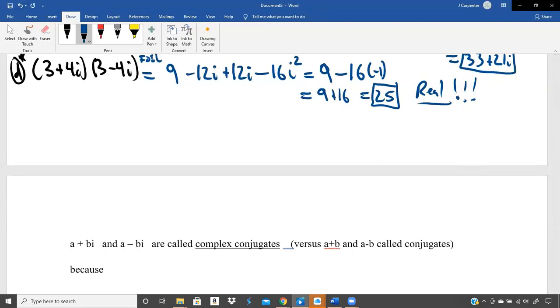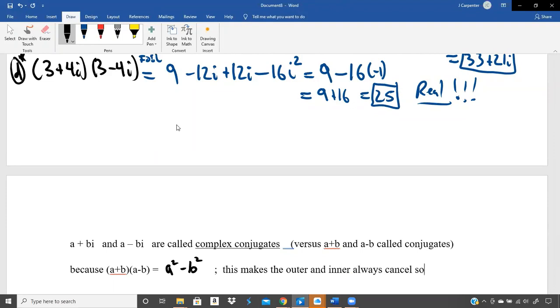So because a plus b times a minus b is equal to, and I'm going to write this part in pen, a squared minus b squared, when this makes the outer and inner always cancel. So there's no i term. And the i squared term, stop uppercasing. I know you think that's proper English. i squared.